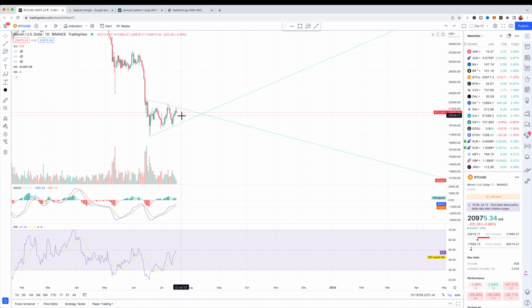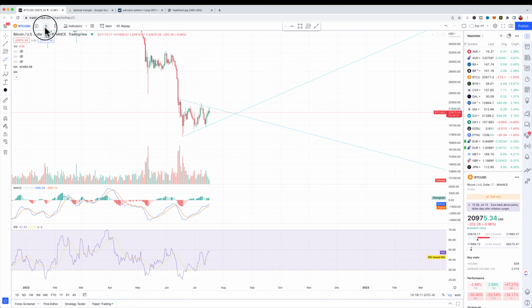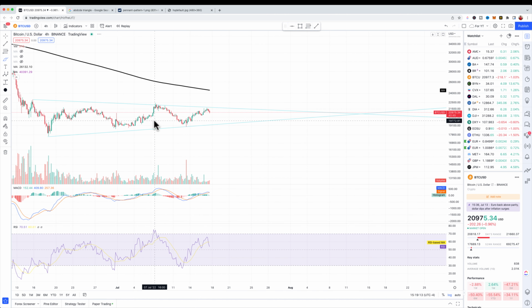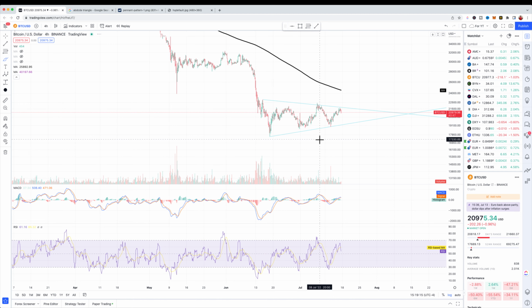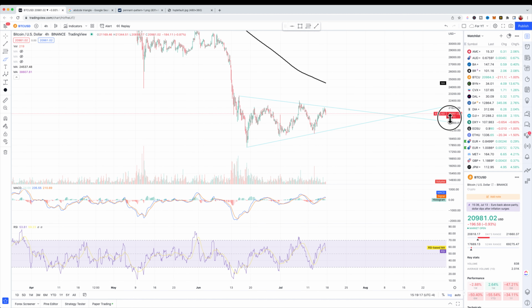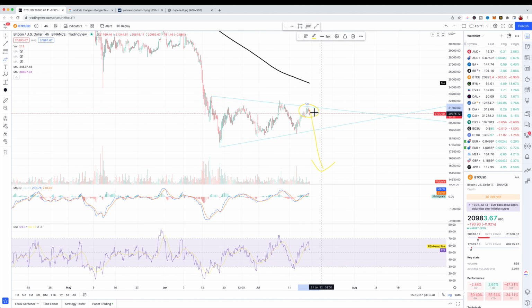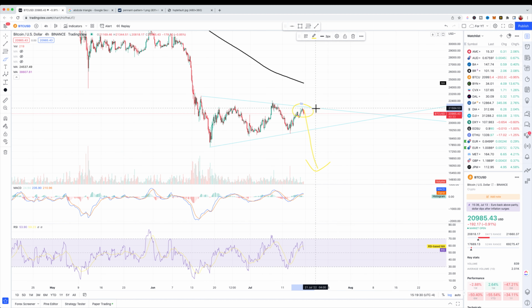Because regardless of how you look at this, this is a corrective pattern. There's no question about that. And the way that it's forming, it does make it look like we could see that movement to the downside, maybe right off of this rejection of this higher resistance line.